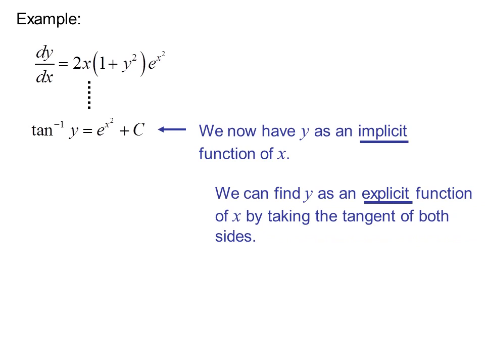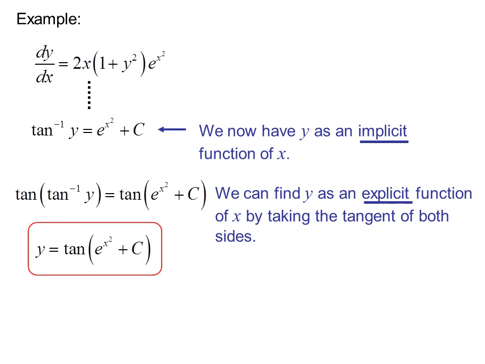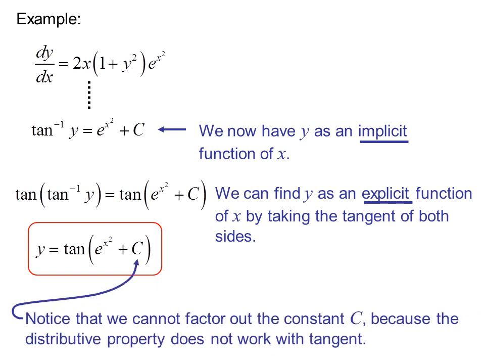We can find y as an explicit function of x by taking the tangent of both sides to undo inverse tangent. Tangent and inverse tangent cancel each other out, and we get y equals the tangent of the quantity e to the x squared plus c. Notice that we cannot factor out the constant c because the distributive property does not work with tangent.